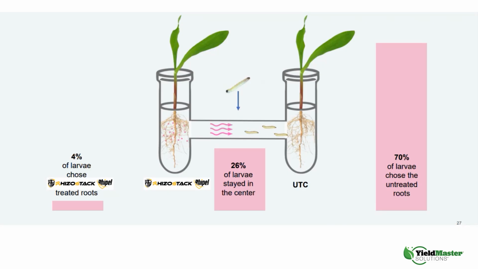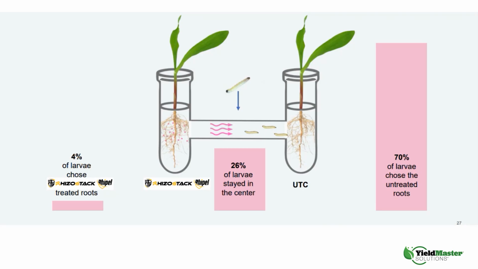26% of the larvae stayed in the center and did not move. The other 4% of the larvae decided to go to the Rhipel. Okay, so this isn't just a one-plant study. This was replicated multiple times, with multiple different entries in this data.